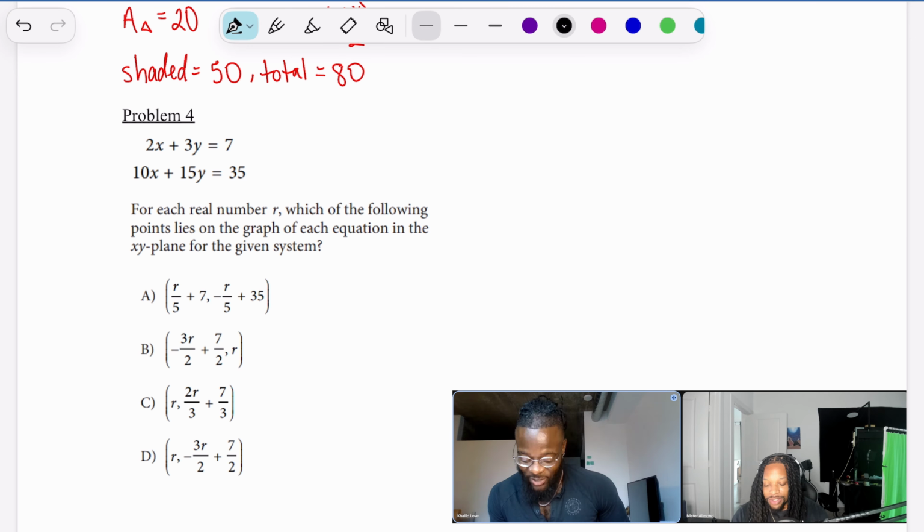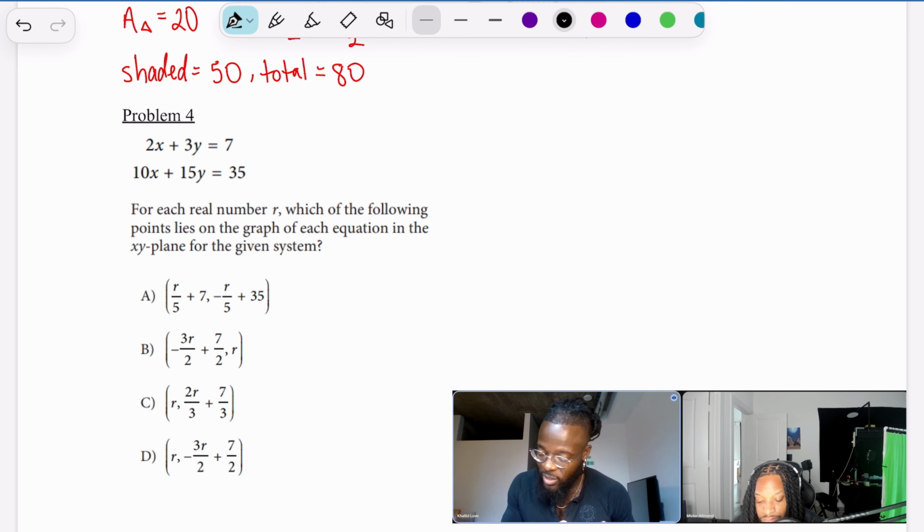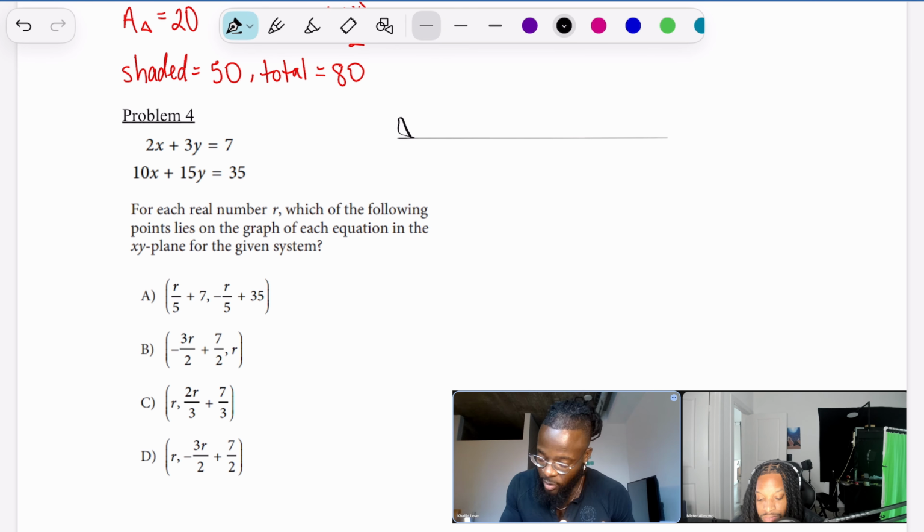It says for each real number r, which of the following points lies on the graph of each equation in the xy plane for the given system? All right, so I have 2x plus 3y equals 7 and 10x plus 15y equals 35. Now, what's different about this system is that both equations are given in standard form. So as opposed to slope-intercept form or point-slope form, another form of a line is standard form. That's when you have all your variables on one side of the equation.